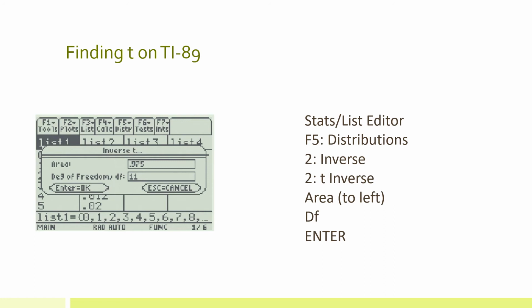So I have to think to myself, well, 95 confidence, 100 minus 95 is 5. 5 divided by 2 is 2.5. So 100 minus 2.5 is 0.975. So that's the area I have to enter if I want a 95% confidence level, right? So it's a little trickier that way. Then I'll have to input my degrees of freedom, and then I hit enter.